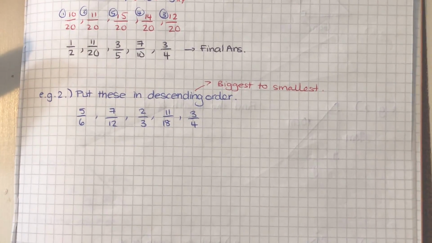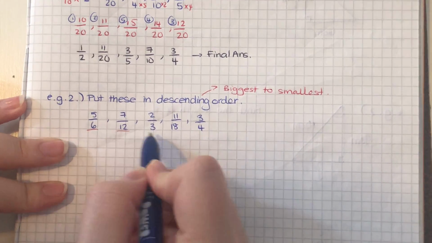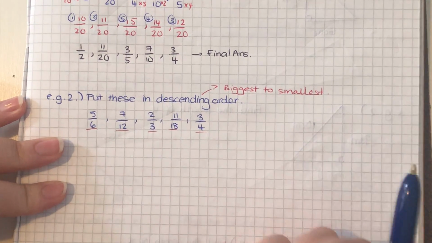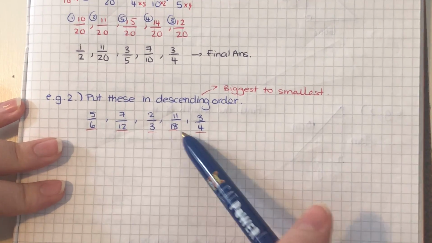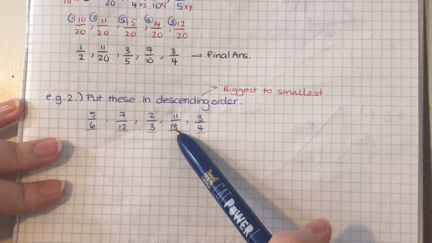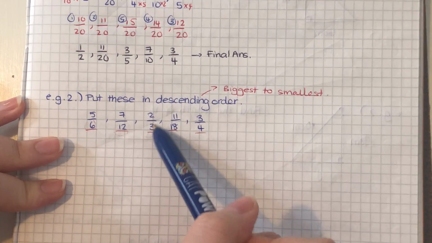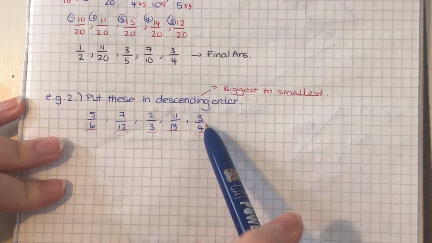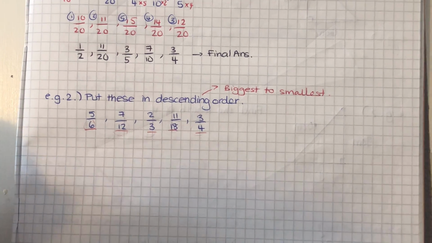The next one isn't any harder. It's just in a different order because we're going from biggest to smallest. So looking at the denominators, we've got 6, 12, 3, 18, 4. 12 isn't going into 18 and 4 isn't going into 18, so it's going to have to be bigger than 18. 36, so that's going to be 6 times, 3 times, 12 times, twice, 9 times. So we're going to make them all out of 36.